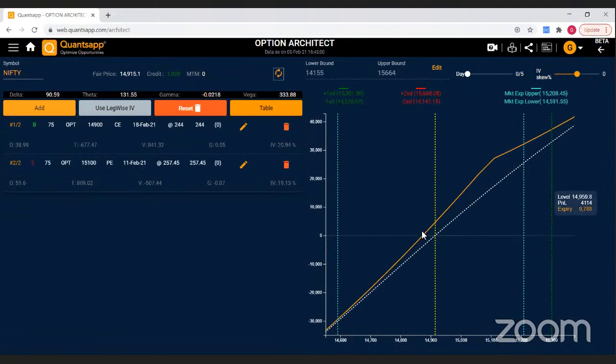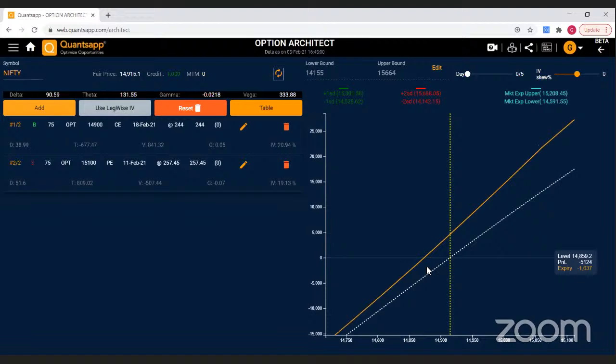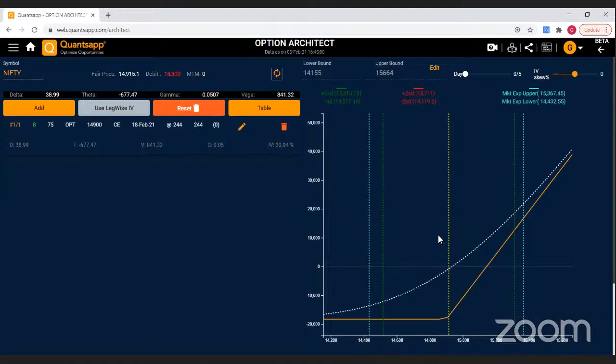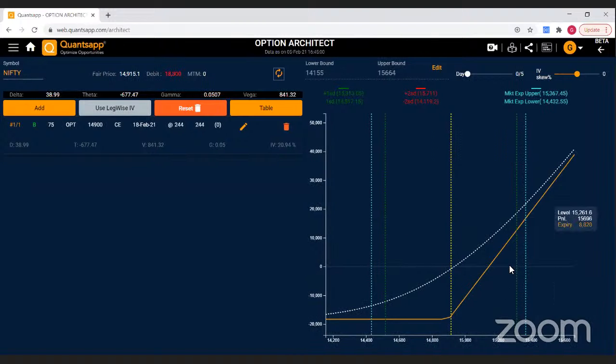I can see the break even point. It's at around the level of 14,860 somewhere. I don't know what I did, but I can actually sense the profit and loss of the strategy that I'm going to implement. So this is one part of the Option Architect, the powerfulness of this tool, which gives me very good insights into a lot of things, looking at what could be the payoff on a particular day.